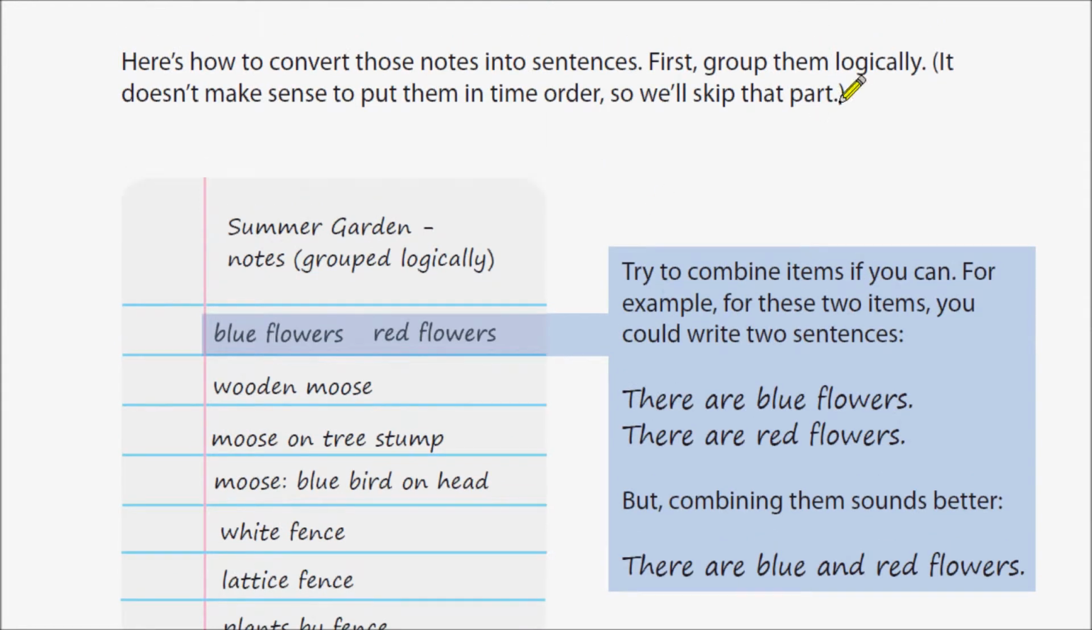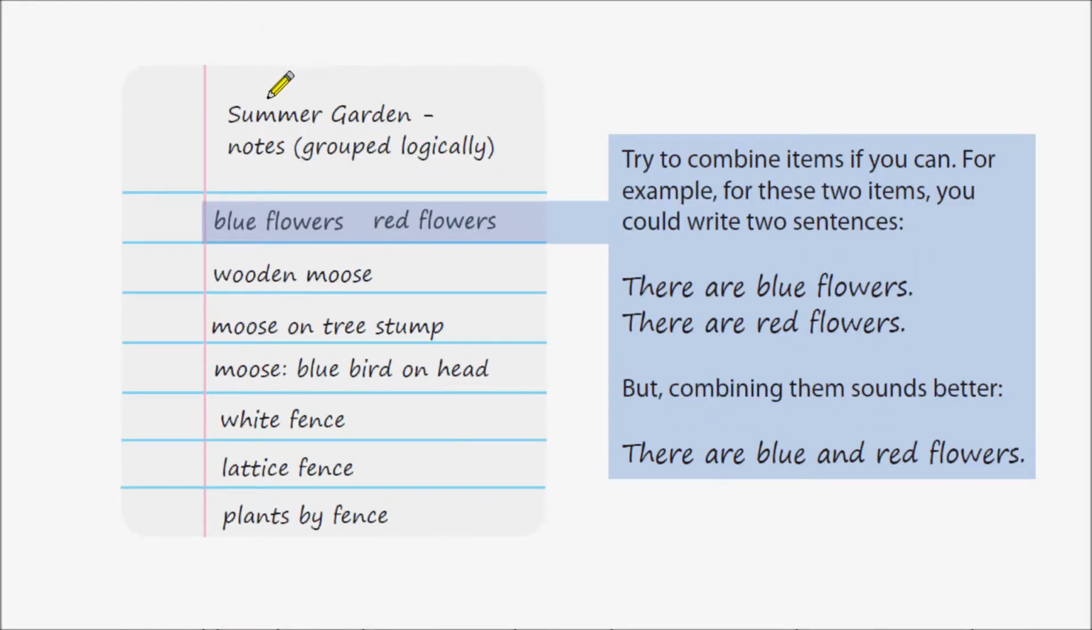Okay? And see, now here it doesn't make sense to put them in time order. It doesn't make sense to put your notes in time order, so just skip it. So you're going to group your notes logically. And you see I put the flowers here, and then you've got the moose, moose, moose all next to each other. And then fence, fence, fence. Okay, so you've grouped the fence here, the moose here, and the flowers here.